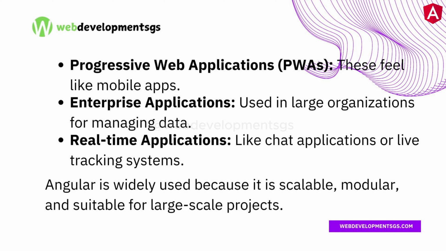Number four, enterprise applications. Angular is used in large organizations for managing data. Number five, real time applications. Using Angular, we can create real time applications like chat applications or live tracking systems. Angular is widely used because it is scalable, modular, and suitable for large scale projects.